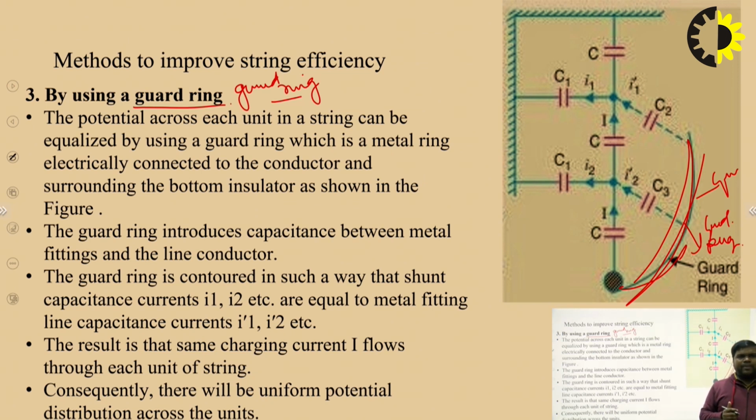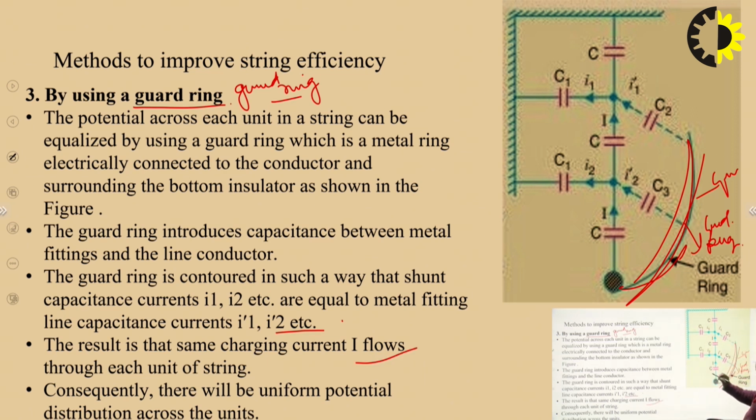It introduces capacitance between metal fitting and the line conductors. The guard ring is connected in such a way that the shunt capacitance currents i1, i2, etc. are equal to the metal fitting line capacitance currents, that is, i'1 and i'2. The result is that the same charging current I flows through each unit of the string. Consequently, there will be a uniform potential distribution across the units.